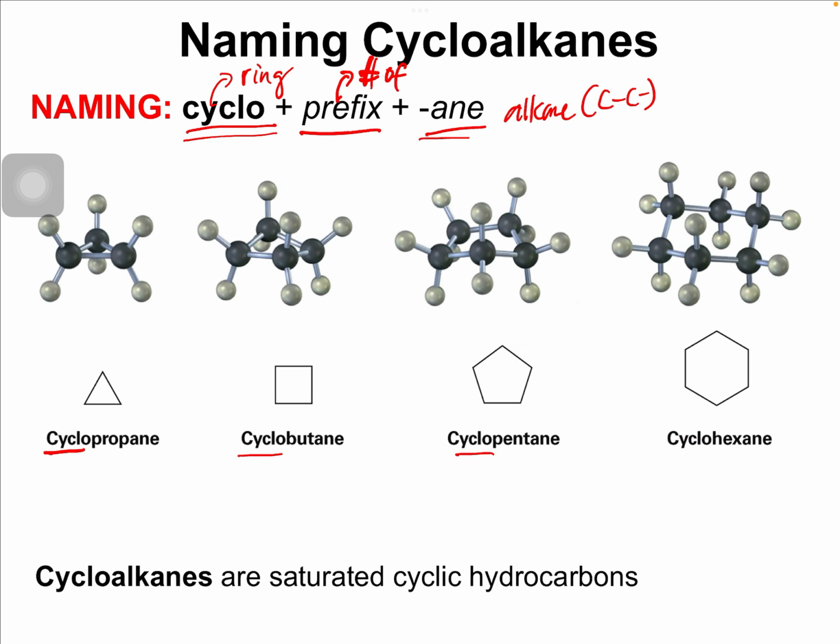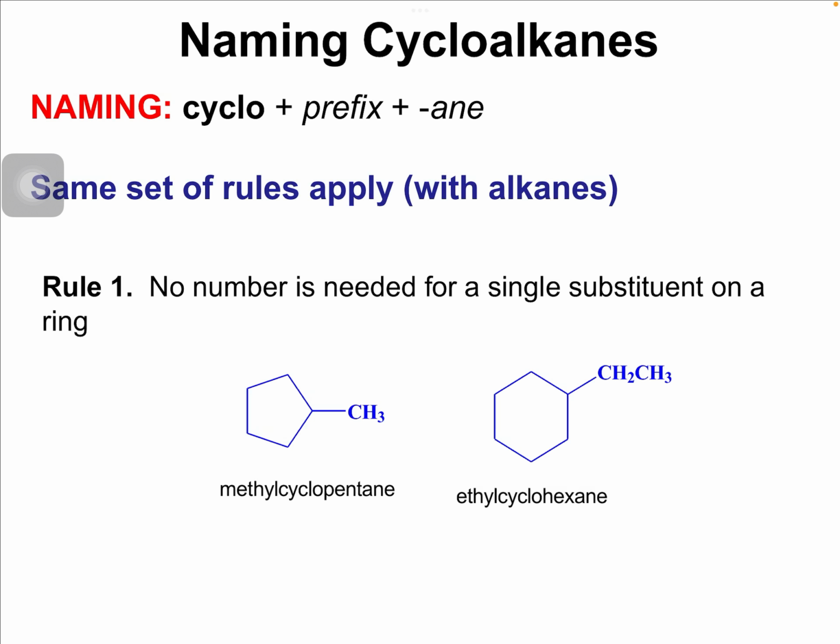So you just add cyclo before the word of the parent hydrocarbon. So you add cyclopropane for 3, cyclobutane for 4, and so on. So cycloalkanes are again saturated cyclic hydrocarbons. It is saturated because it is composed only of carbon-carbon single bonds. It is cyclic because it is in a ring o nakabilog siya. And we mean hydrocarbons meaning you will find only hydrogens and carbons in the structure.